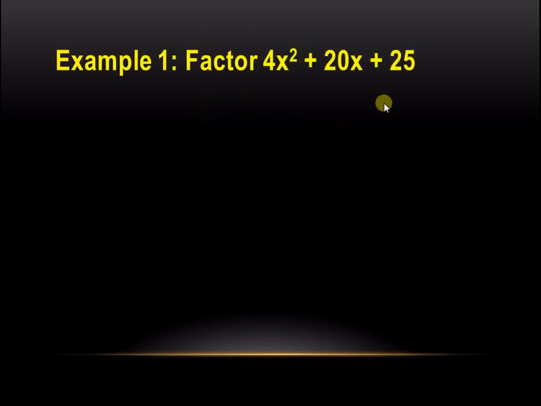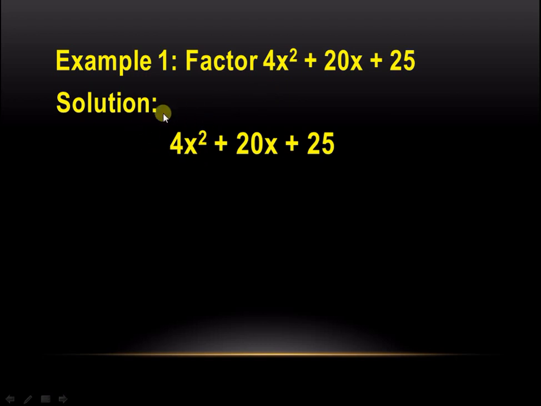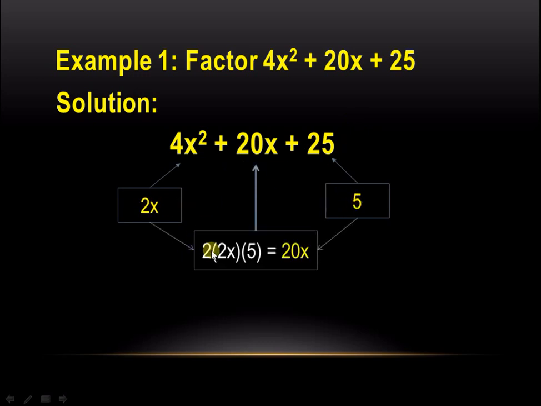Factor 4x squared plus 20x plus 25. So the rule says we have to determine first the square root of the first term. It is 2x. Then the square root of the last term, which is 5. Then we multiply 2x and 5 by 2. So 2 times 2x times 5 is equal to 20x, which is the middle term. Since we know that this expression is a perfect square trinomial, we can now factor it.